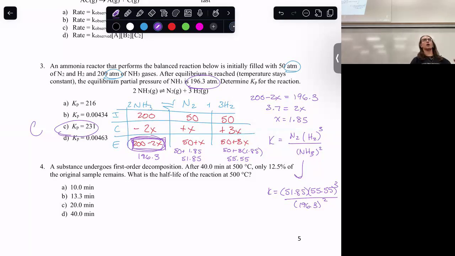Yes, if it was asking for concentration, then it would now be Kc, and they would probably give you starting reactants. Or you would solve for Kp and then use the Kc formula and solve for Kc that way. If they asked this the same way, but instead of determine Kp, they said determine Kc, you're going to solve for Kp and then use the Kp is equal to Kc formula. Yep. Any other questions on 3 before we move on?